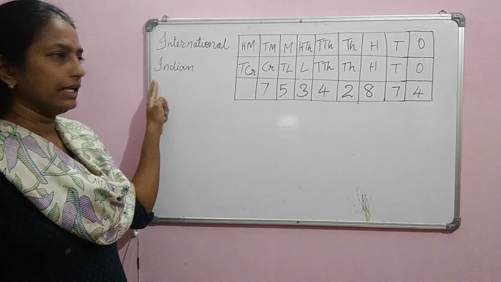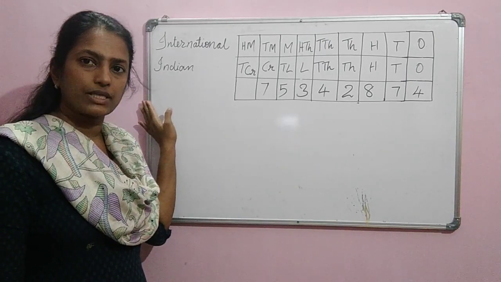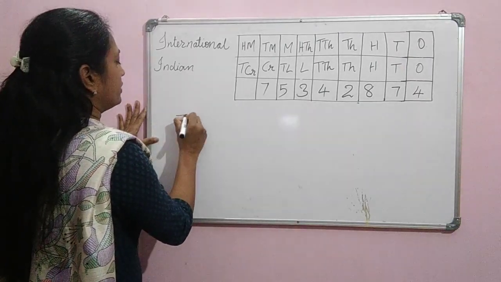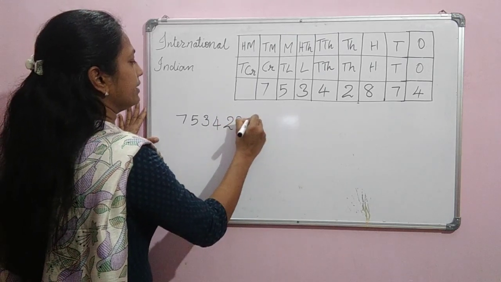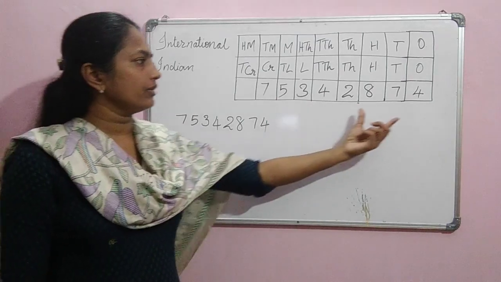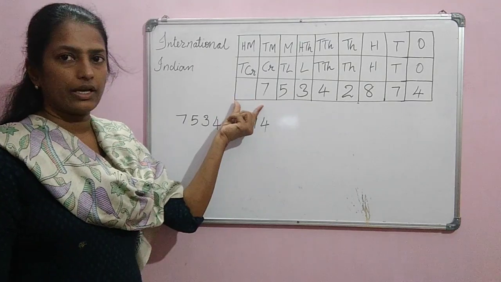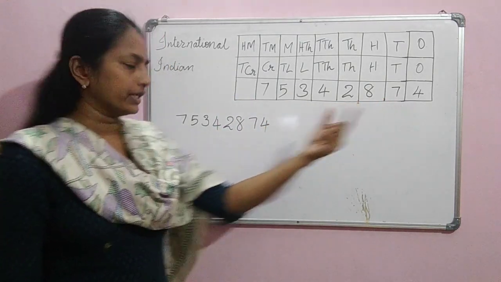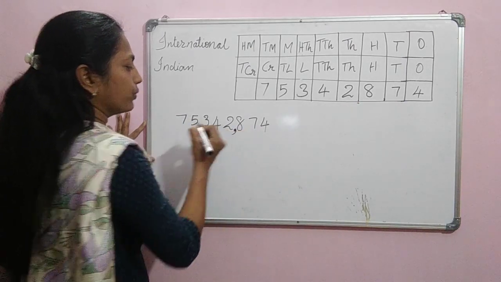First we will write in Indian system. For that, to make it easy, first we will put the commas according to the groups in this. So here the number is 75342874. In Indian system, we have seen we group the numbers as 3 digits, 2 digits, 2 digits and 2 digits. That means ones, tens, hundreds together in ones group. So after the ones group, after 3 digits, we put comma.